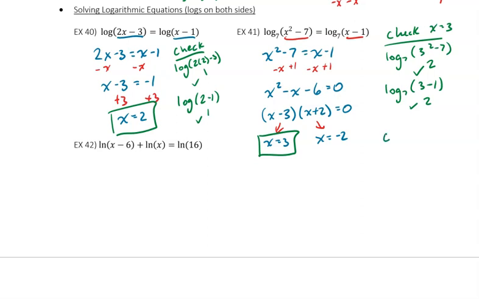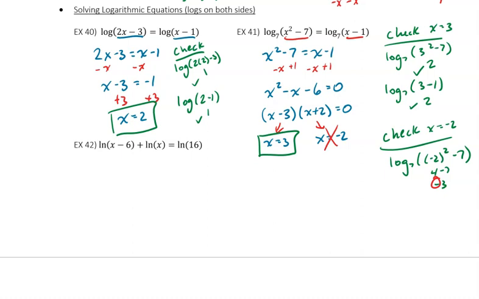We have to go ahead and check negative 2, though, as well. So we have log base 7 of negative 2 squared minus 7, which would be 4 minus 7, which is negative 3. Notice I just said negative. We can't have a negative inside, which means negative 2 is not a solution. So we only have one solution for this one, and it's x equals 3.